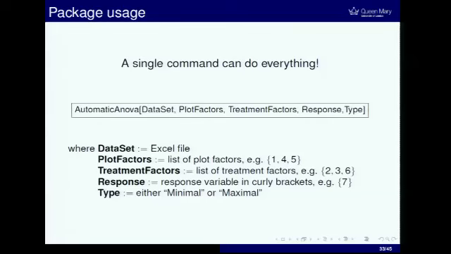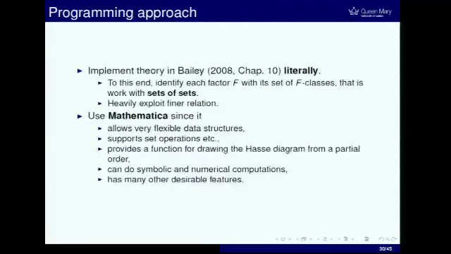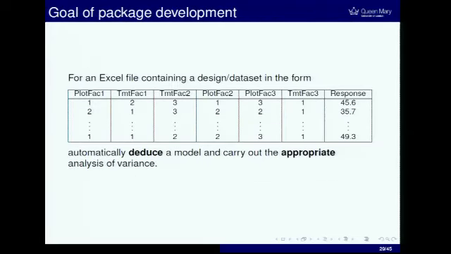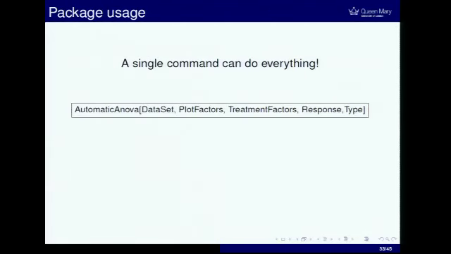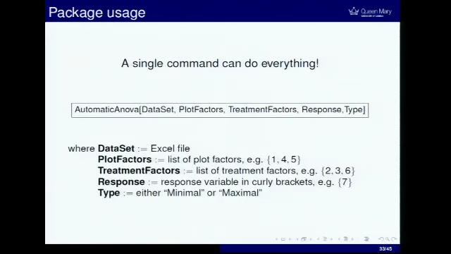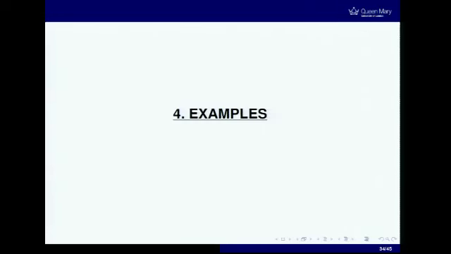You specify the data set as an Excel file. You give a list of plot factors as column numbers, for instance, 1, 4, and 5 here in this example. Then a list of treatment factors and a response variable if available. And I specify minimal or maximal depending on whether for the treatments I want to have a maximal model or a minimal model. So that's it.